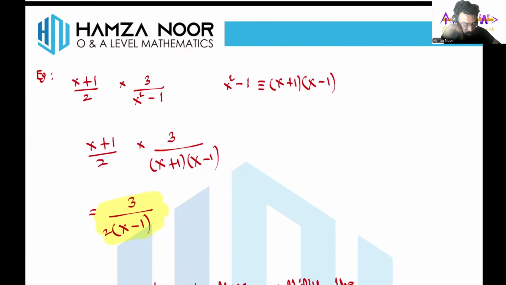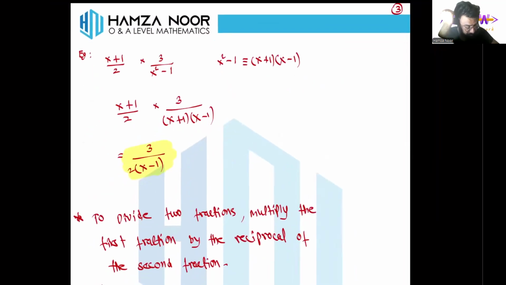Now we can see that x + 1 and x + 1 got cancelled out. This is the common factor which is being eliminated. So 3 divided by 2 multiplied by (x − 1), this is supposed to be your answer. Simple, easy. So now let's move on.